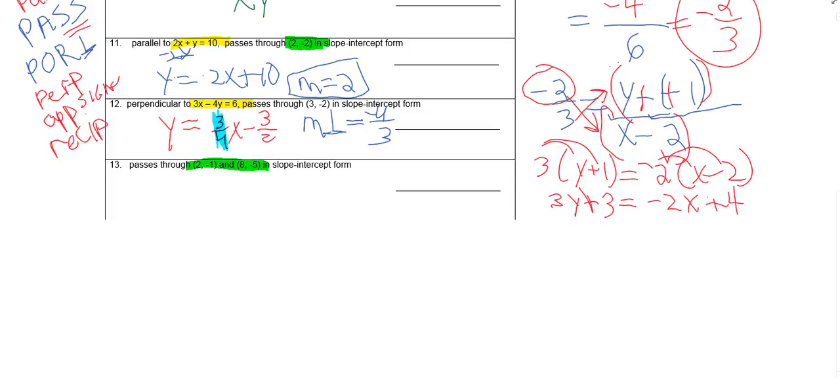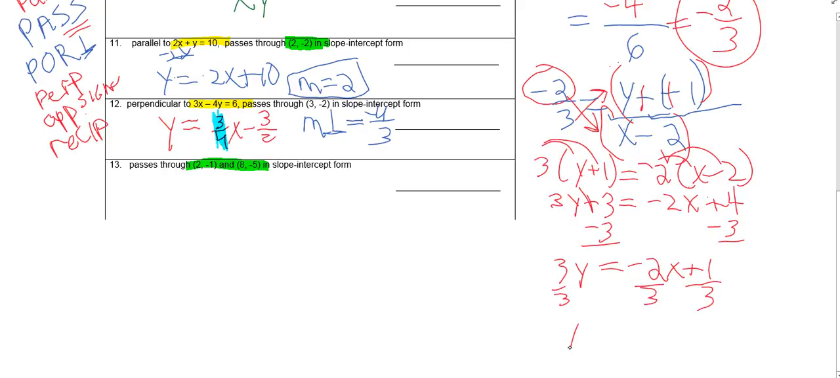Let's see. So let's move this plus 3 over by subtracting 3. And then we were left with 3y equals negative 2x plus 1. And then we simply need to divide everything by 3 so that we've set it to y equals. And we have y equals negative 2/3 x plus 1/3. And it's in slope-intercept form.